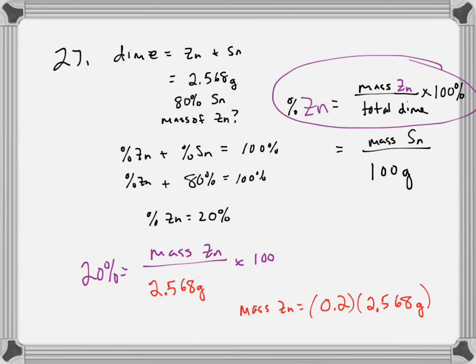You notice this one might have been a bit trickier, probably unintentionally, because I use zinc and tin, and those first symbols are very, very similar. Now, you may not think so, but I think so when I was writing it. Okay, S versus Z. So just kind of watch out for that.